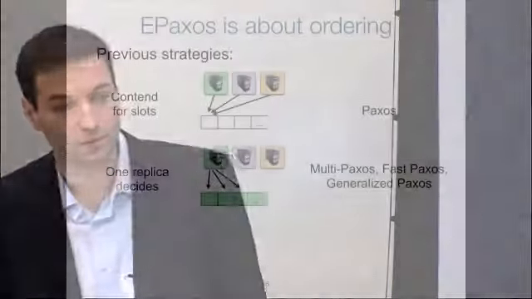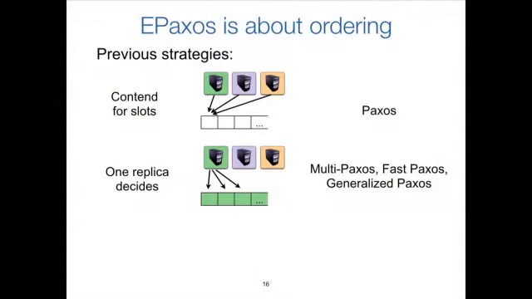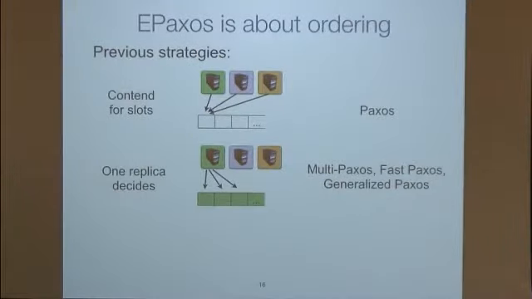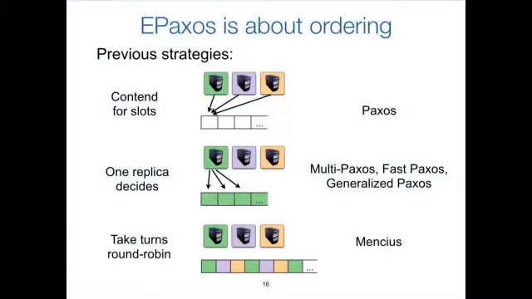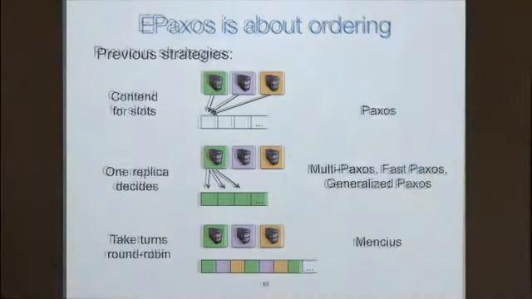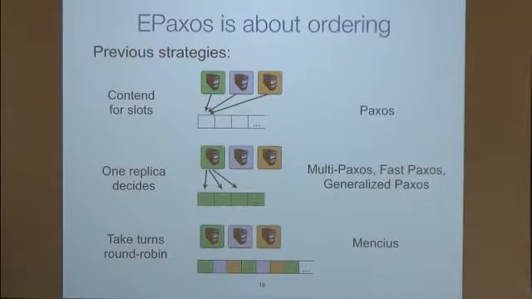And EPaxos is all about ordering. So we've seen that previous strategies included contending for slots, as was canonical Paxos. One replica decides, and that's the case for multi-Paxos, but also for other versions of Paxos like fast Paxos and generalized Paxos. And finally, a newer protocol based on Paxos called Mencius has this property that replicas take turns in committing commands.